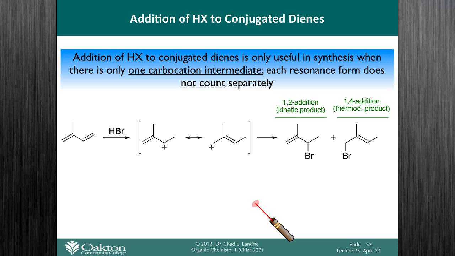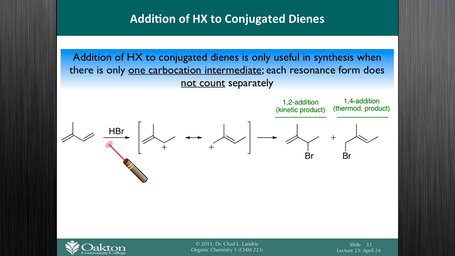The addition of hydrogen halides to conjugated dienes is only really useful in synthesis if there's only one carbocation intermediate. So in this case, we actually have two different double bonds. Here's a monosubstituted double bond, here's a disubstituted double bond. Each of those, when protonated, will lead to separate carbocation intermediates. In the top case, let's imagine this double bond on the right being protonated. Again, Markovnikov addition says protonate the least, so then I get the most substituted carbocation.